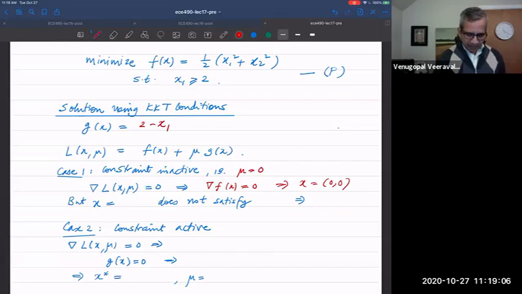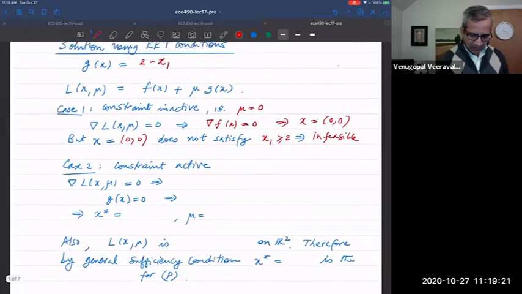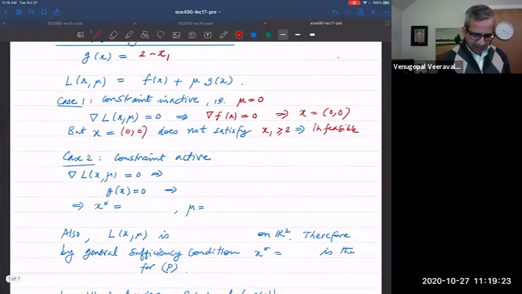But this x does not satisfy the constraint that x is bigger than 2. So this is not feasible. Okay, so now let's make the constraint active. So mu equal to, sorry, mu is not necessarily 0.